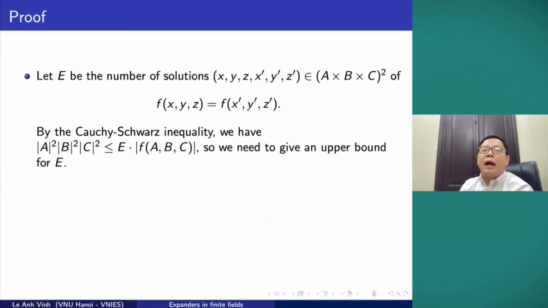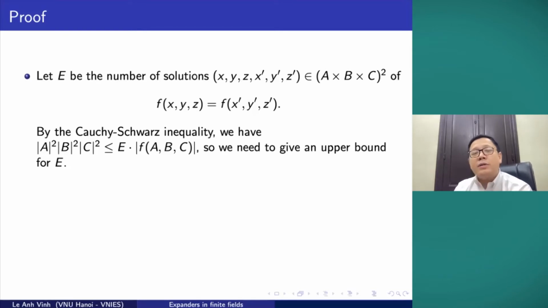So we want to count the number of solutions of the equation f(x, y, z) equal to f(x prime, y prime, z prime). By applying the Cauchy-Schwarz inequality, we can get a bound for the number of solutions: a squared, b squared, c squared is smaller than or equal to E times the size of the image of the function f.